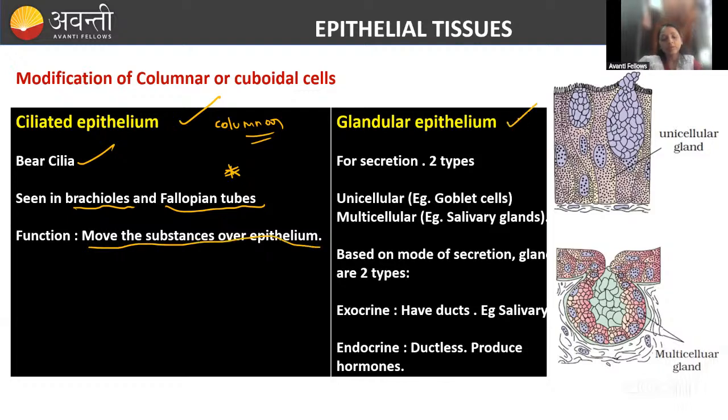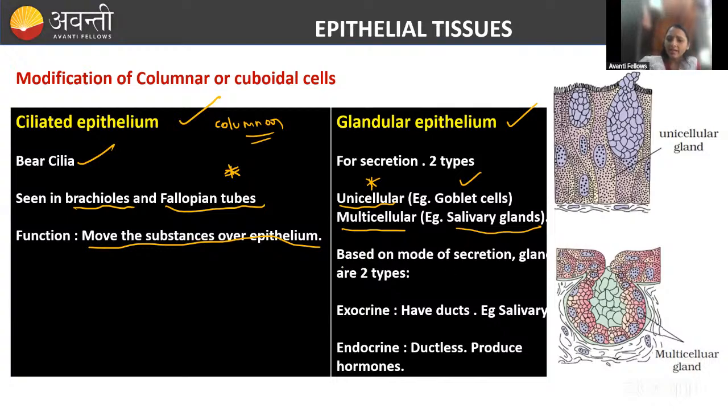Then coming to the glandular epithelium, as the name says gland, mainly the function is secretion. There are mainly two types. One is unicellular, very, very important, guys. The unicellular gland is the goblet cells. Remember, goblet cells. Then coming to the multicellular, multicellular means the salivary gland. There are three pairs of salivary glands, right? Those consist of multi-layered epithelium.